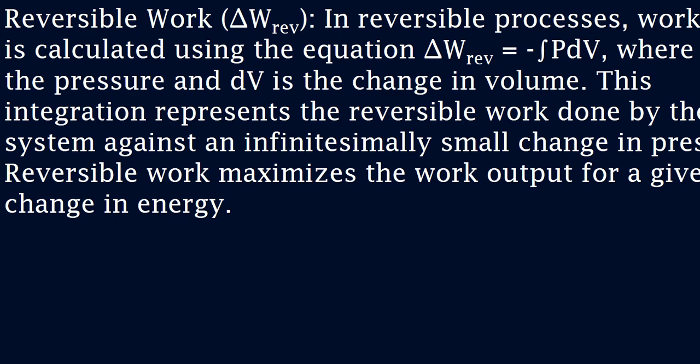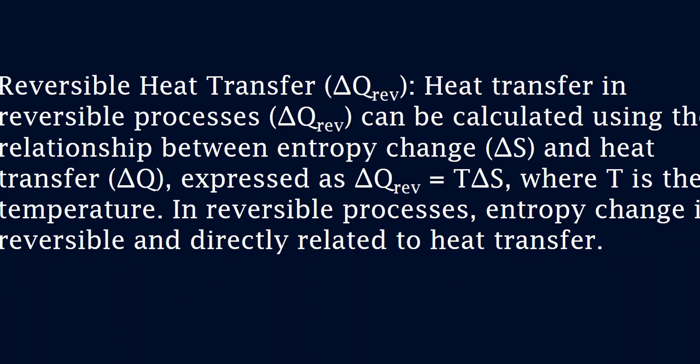Reversible heat transfer. Delta Q reversible. Heat transfer in reversible process can be calculated using the relationship between the entropy changes delta S and the heat transfer delta Q, expressed as delta Q reversible is equal to T into delta S, where T is the temperature. In the reversible process, entropy change is reversible and directly related to the heat.